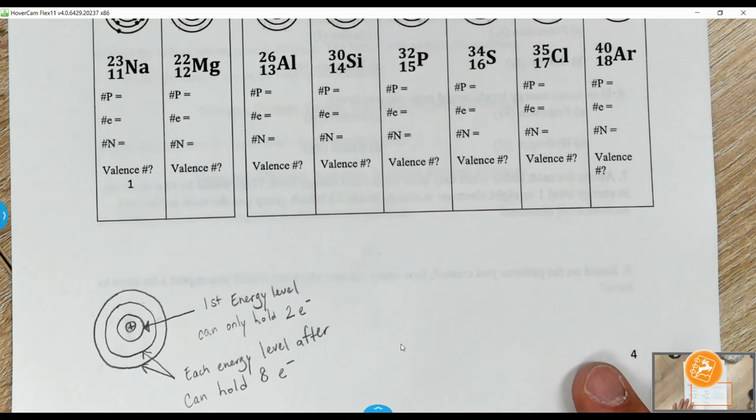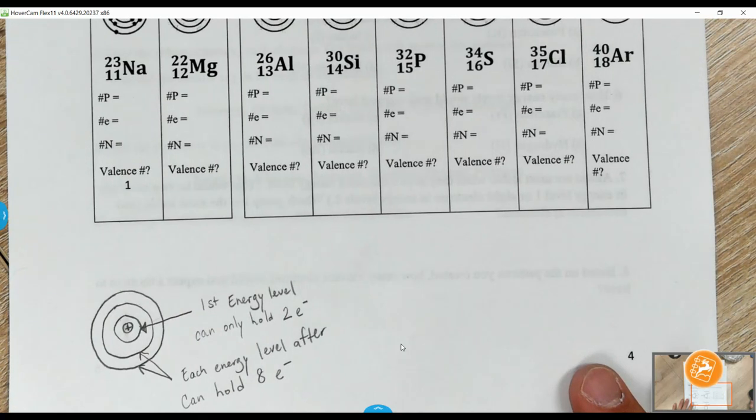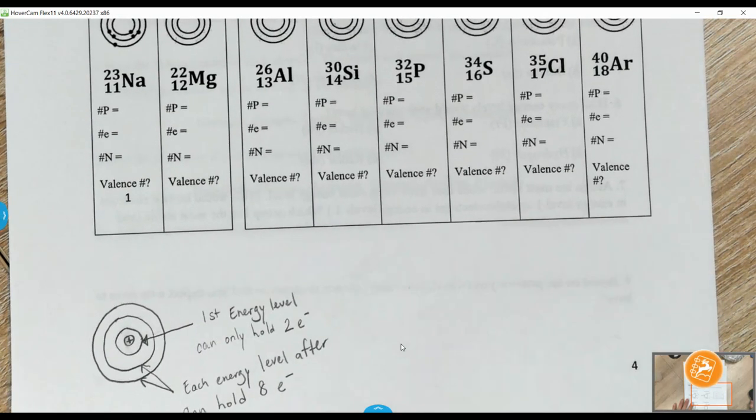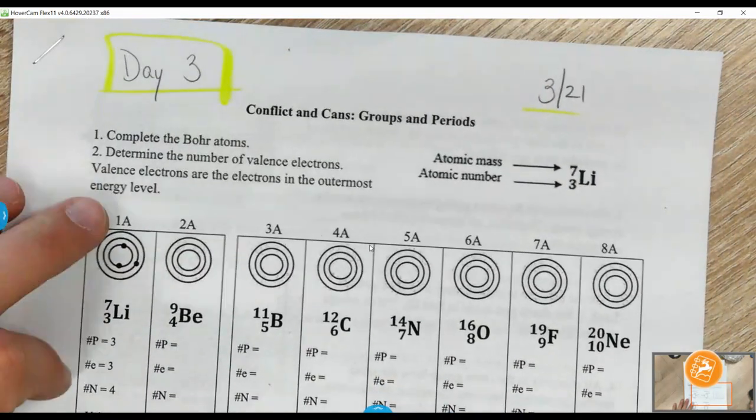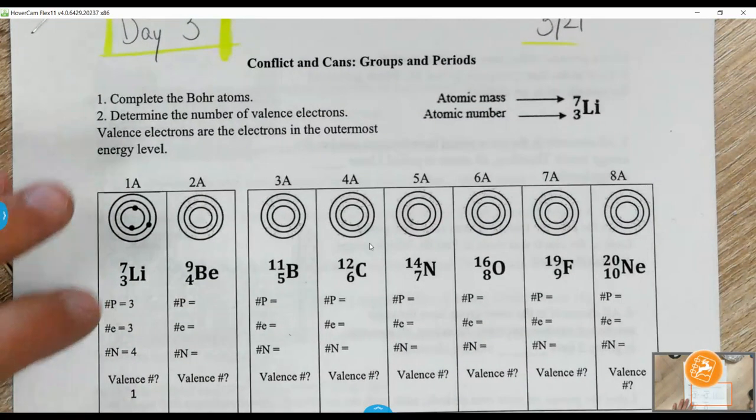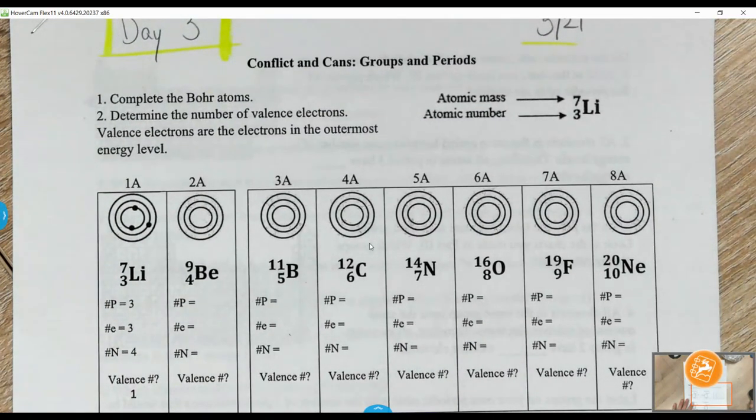Now, what we're going to do is complete the Bohr diagrams for the following atoms. Afterwards, our main goal is going to be to determine the number of valence electrons. What are valence electrons? Valence electrons are the electrons in the outermost energy level. We're not going to do those until I ask you guys to do so.